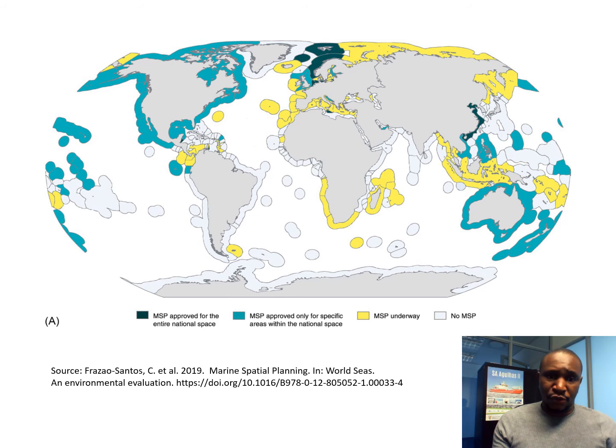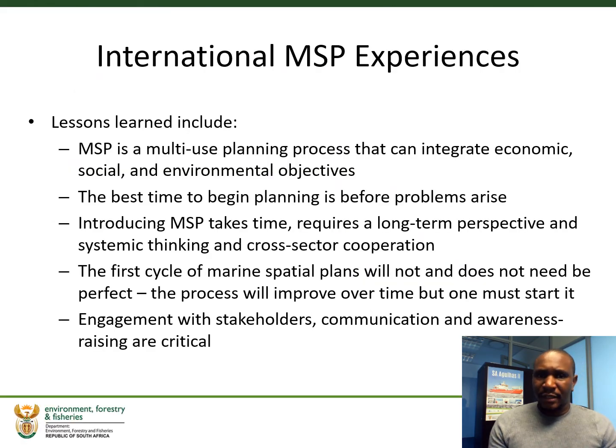So the light blue shows areas where MSP has been approved. The yellow shows areas where MSP is being developed. The dark blue shows areas where MSP have been approved, and the gray shows areas where there's no MSP at all. So in the development of MSP, we have collaborated with international and regional partners to ensure that what we are doing is in line with what the international community is doing.